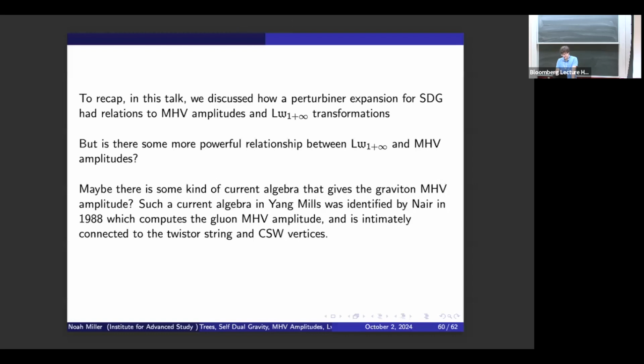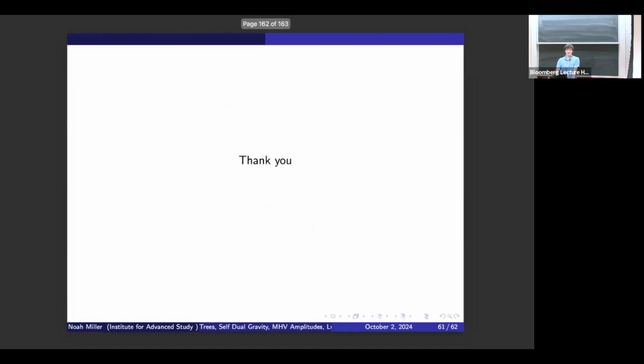Such a current algebra was identified by Nair in 1988 to compute the Yang-Mills MHV amplitude. That's intimately connected with the twistor string and the CSW formulas for Yang-Mills. There's a lot of stuff you can do for Yang-Mills with MHV amplitudes that you can't do with gravity. So if you could start doing some of these things, that would be interesting. That's the end of my talk. Thank you.